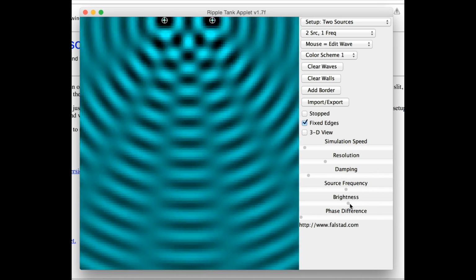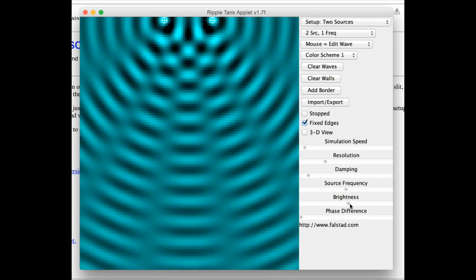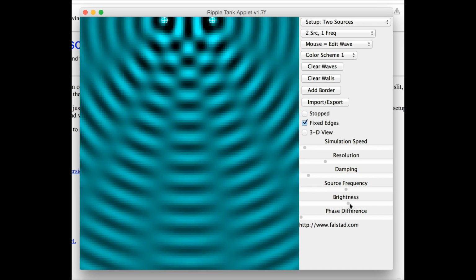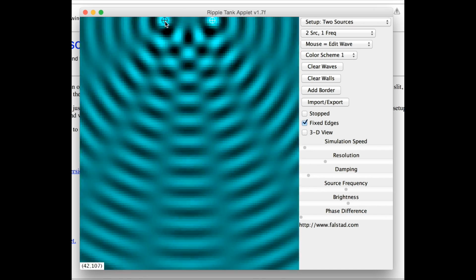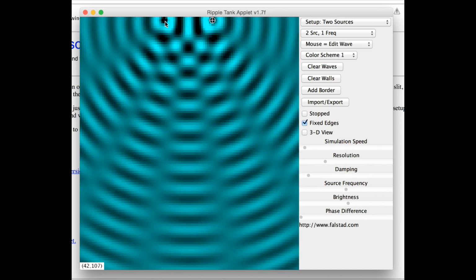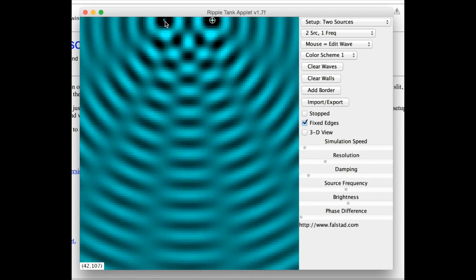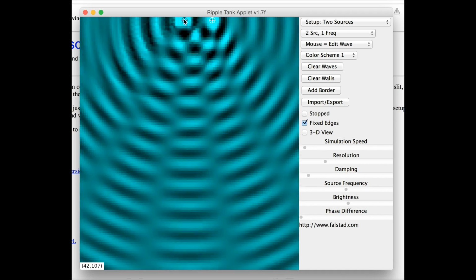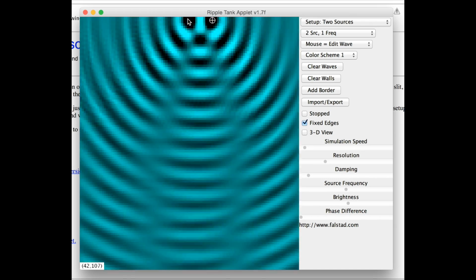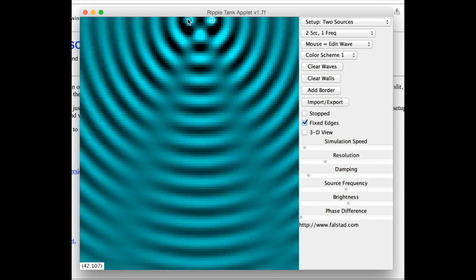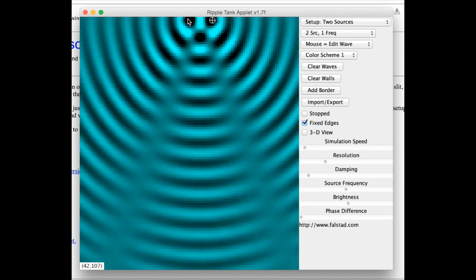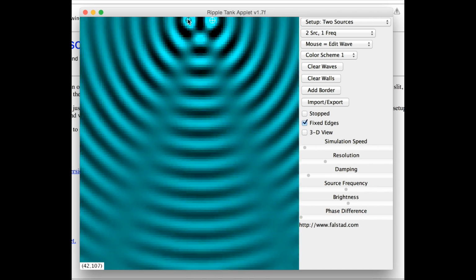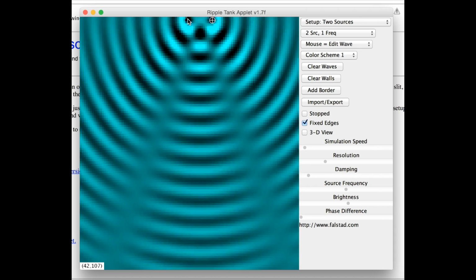For part 2, we need to explain how the separation of the transmitters, if that's halved, affects the position and intensity of those maxima. So we're going to halve the separation by moving them closer together, and pay close attention to how those positions of those maxima change.